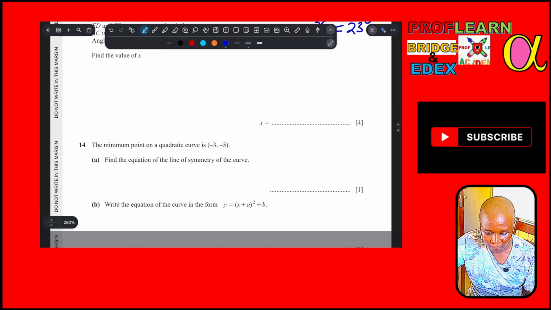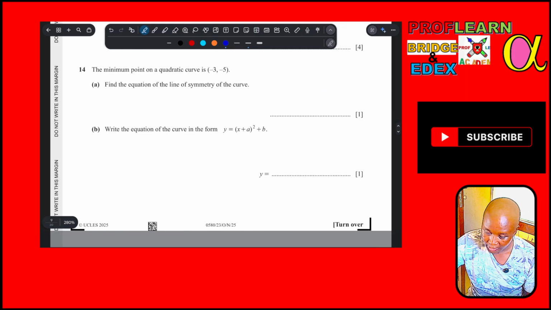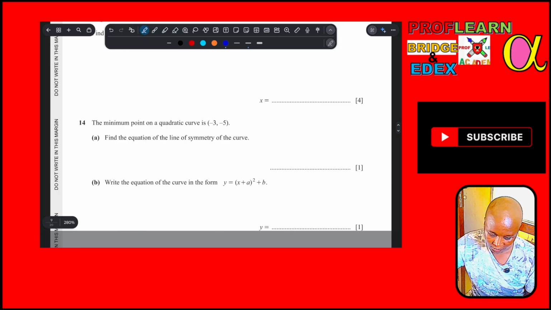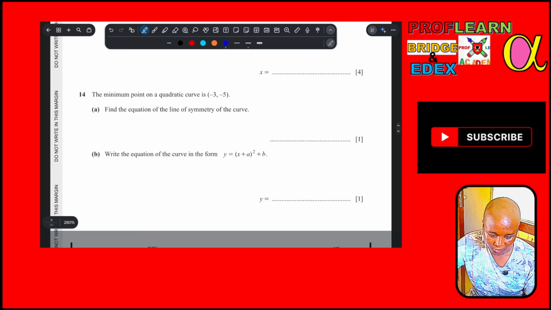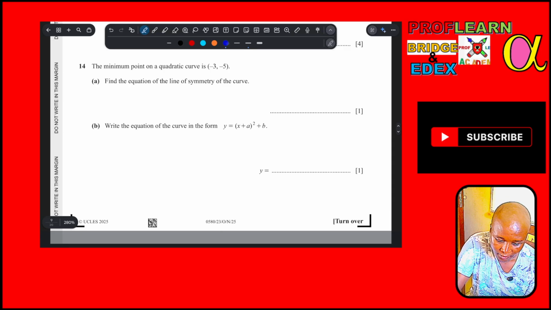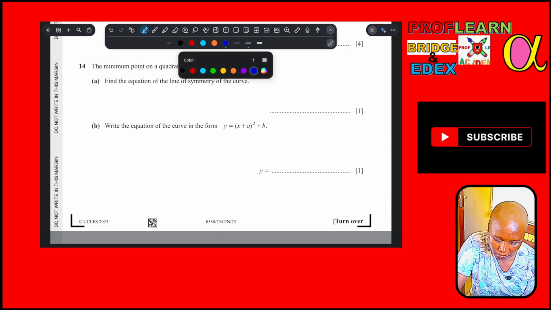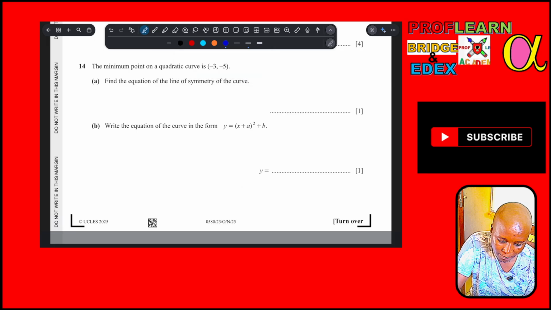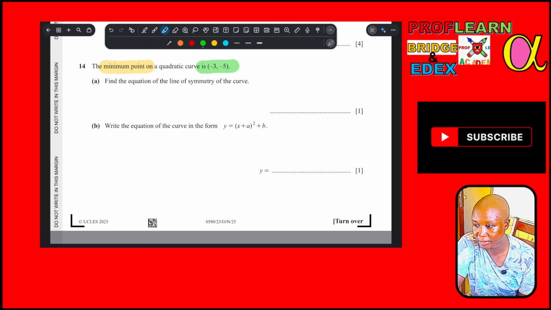Let me see if there is another question. There is also a question that was asked, question number 14. The question says, find the equation of the line of symmetry. Something that you need to remember, you are told that this is a minimum point. That's the good thing they have mentioned, a minimum point. And that minimum point is given as 3.5 there.